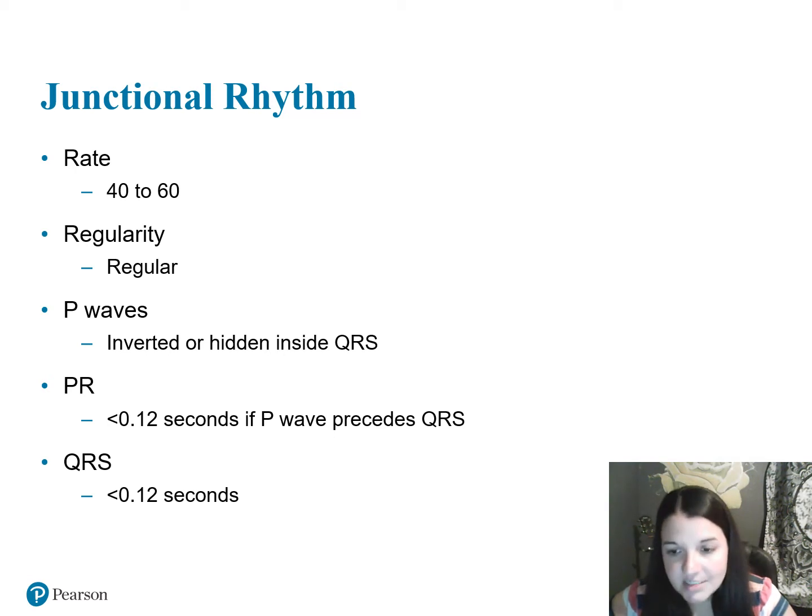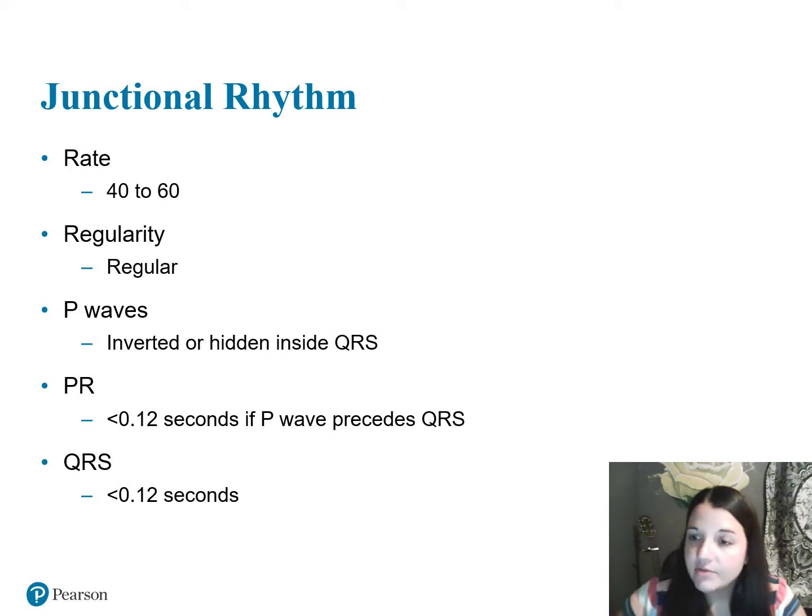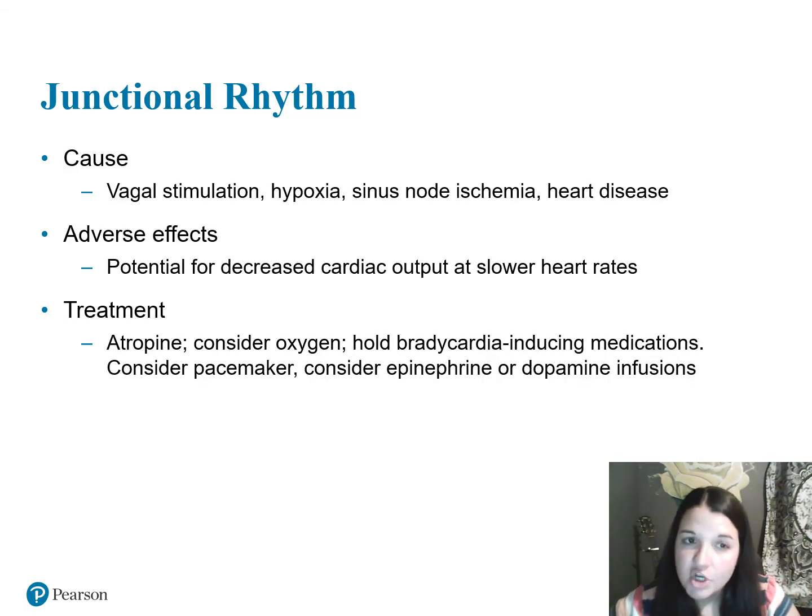So how important is it for you to find your P waves? Very important, because that's going to indicate or signal where that impulse is coming from. Your PR interval is going to be less than 0.12 seconds if the P wave precedes the QRS. QRS will remain less than 0.12 seconds. What can cause a junctional rhythm? Vagal stimulation, hypoxia, sinus node ischemia, heart disease. Pretty much the same as your bradycardia, right?